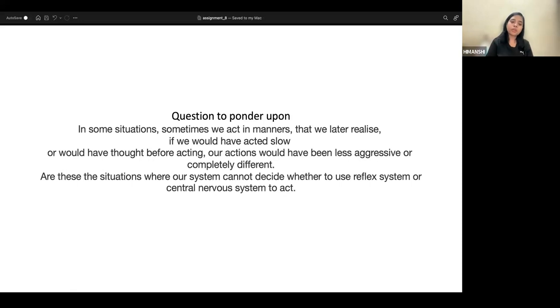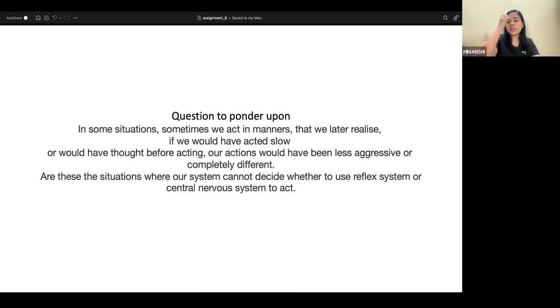So for this particular week, I have this question for you. In some situations, sometimes we act in manners that we later realize if we would have acted slow or would have thought before acting, our actions would have been less aggressive or completely different. Are these the situations where our system cannot decide whether to use the reflex system or the central nervous system to act? I hope you got the question.